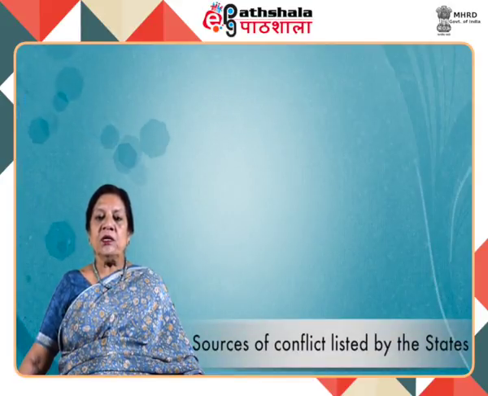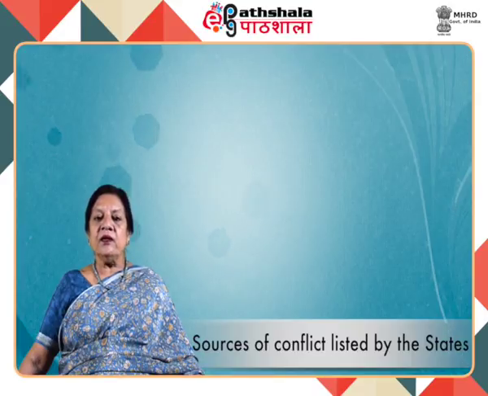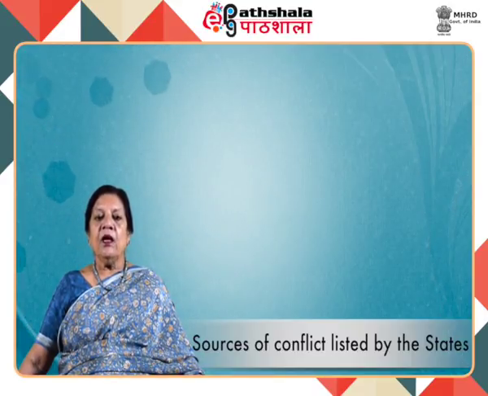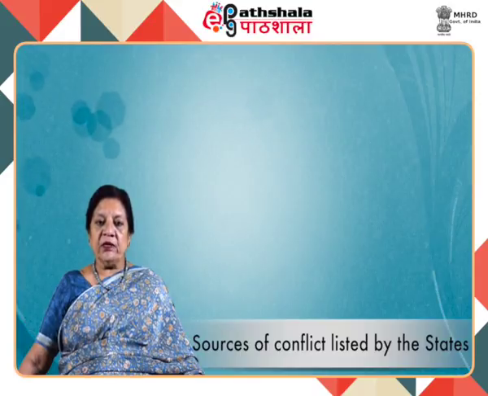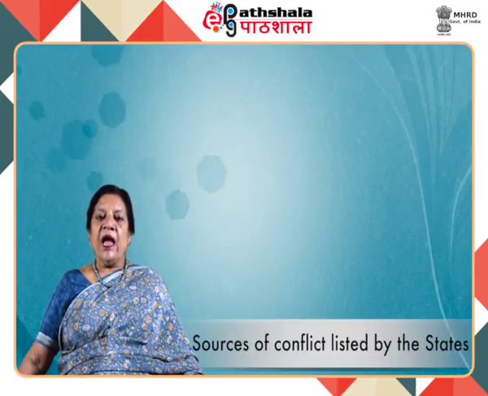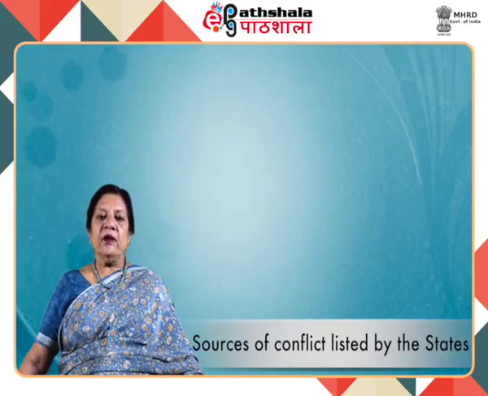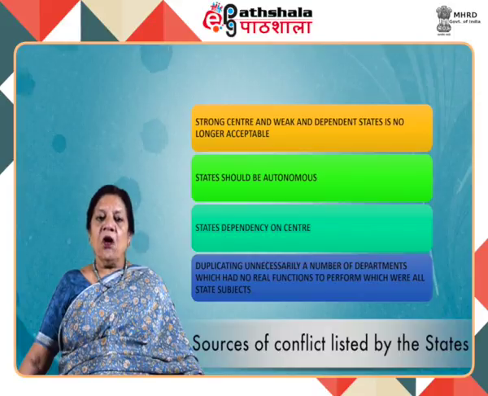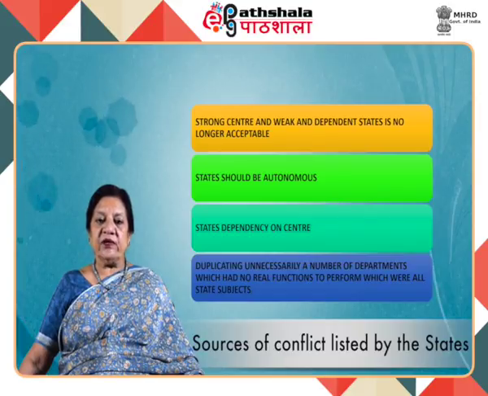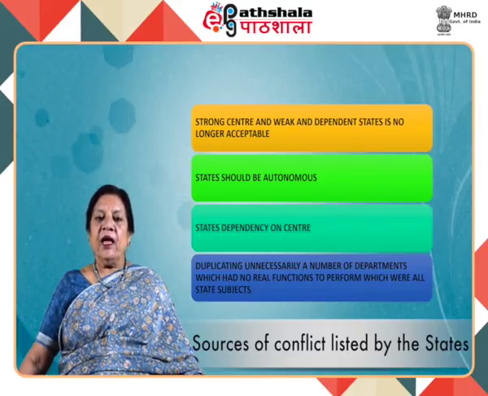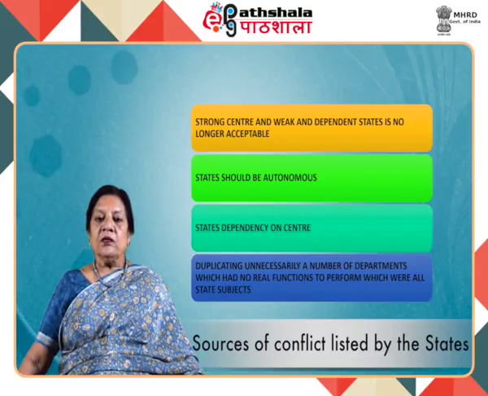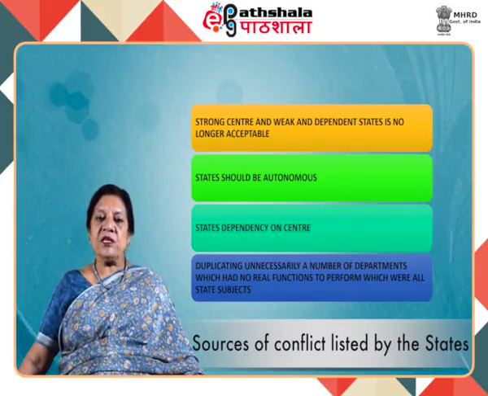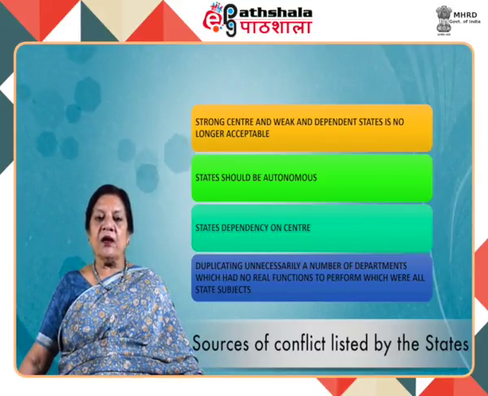Now we will move on to the sources of conflict listed by the states. West Bengal, Jammu and Kashmir, Punjab, Maharashtra and southern states have generally been very agitated over the question of states' autonomy. The center-state conflict on financial relations is only a part of the overall center-state relations and the demand for political and fiscal autonomy. The sources of conflict as listed by the states at different times are as follows.